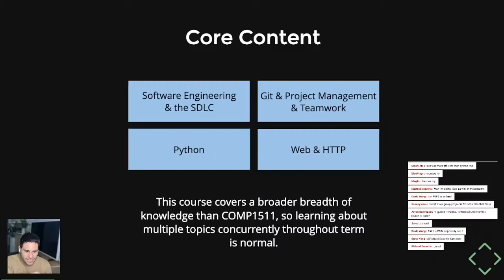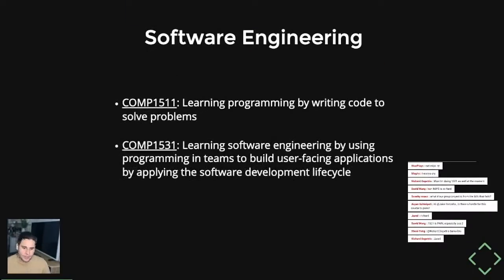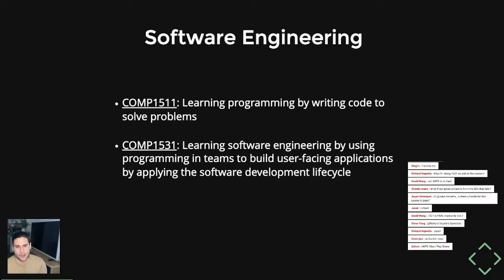Software engineering is only a small amount of it is programming. COMP1531, learning to program by writing code to solve problems. Here's how do we solve this problem with an algorithm? How do we understand algorithms? How does memory work? COMP1531 is totally different. It's working in a team, a real team, to solve a real project and managing how that project works.